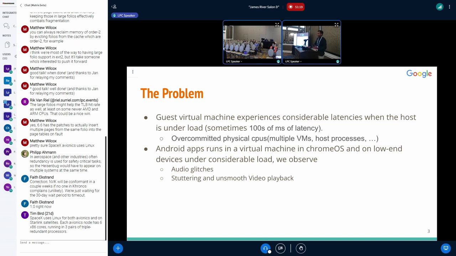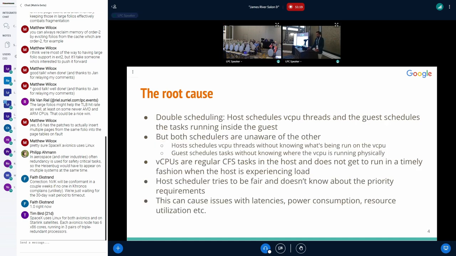As you know, Chrome OS runs Android apps, and these apps run on a VM. So latency-sensitive things like audio and video playback were experiencing glitches and unsmooth playback. Obviously, the reason should be that a vCPU is a task on a host, and it's not getting time to run. That's why you're seeing latencies on the guest.